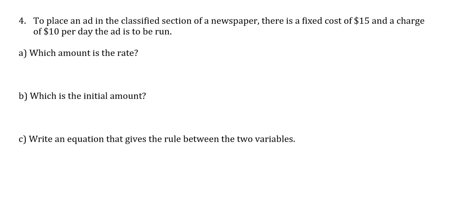Ashton, what do you think? Which amount is the rate? How do you know? Like, how did you know? Ah, so you thought that one's fixed, so the other one's not. Very nice. See how it's good to hear other people's thinking. How else could you figure out that the 10 is the rate? Because it says 10 per day. Because it says per. The word per tells us what's going on here.